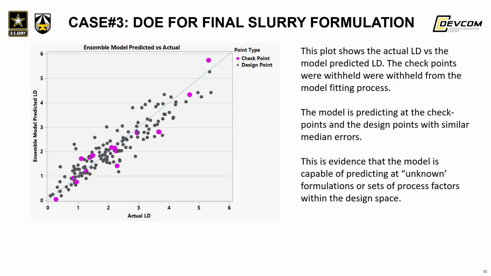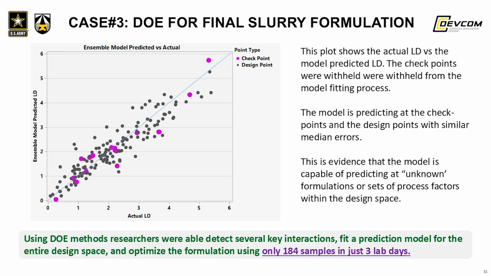And is it a perfect predictor? No. It's within about 3/10 of an order of magnitude on average. But over 6 orders of magnitude, this was more than adequate to come up with the optimal formulation. We did a multi-objective optimization across all the 24 agent material combinations. And we came up with the final formulation. We only used those 3 laboratory days. We never had to go back and augment it.